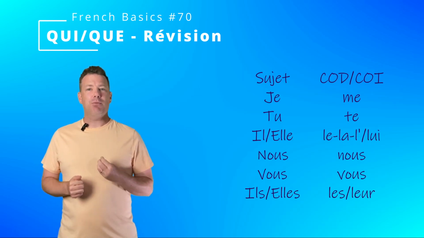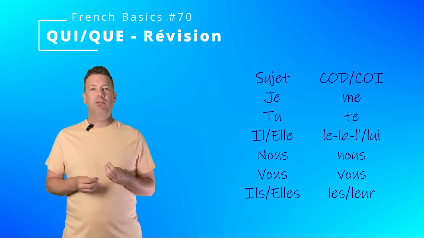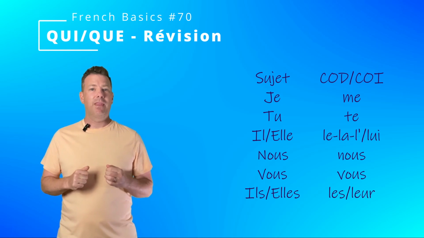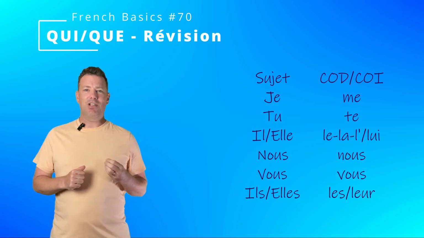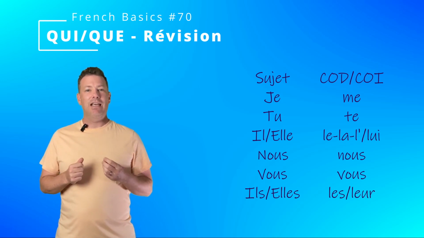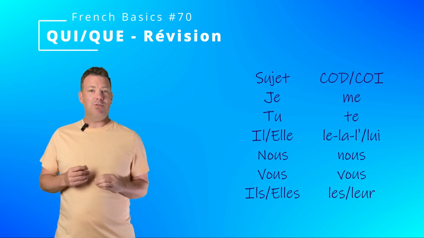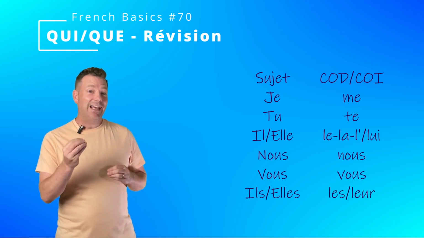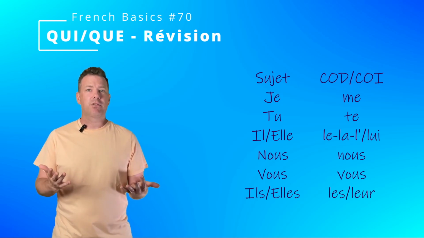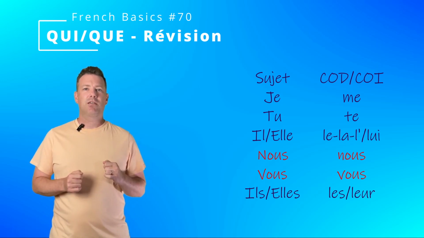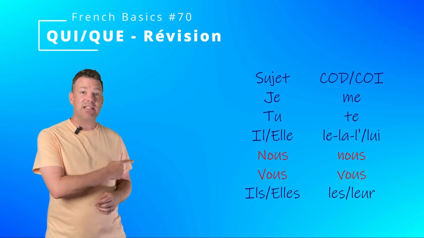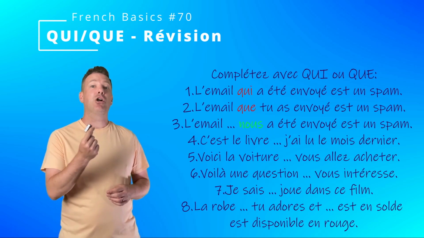Je is the subject pronoun and me is the complement. Tu is the subject and te is the complement. Il and elle are the subjects. Le, la, and lui are the complements. Ils and elles are the subjects. Leur and les are the complements. So for these, subject and complements are different. Nous is the subject and nous is the complement. Same for vous. So in our example, the nous pronoun is a complement.